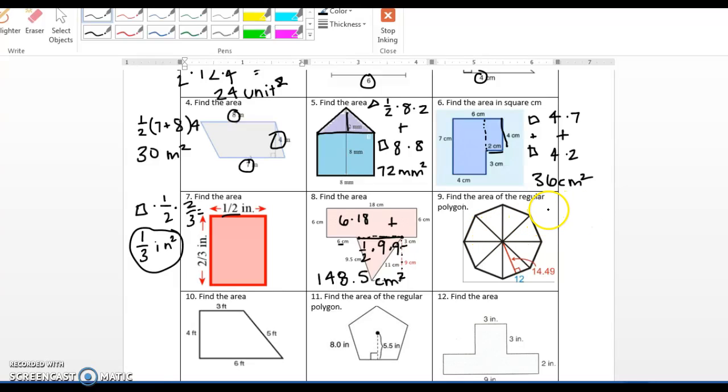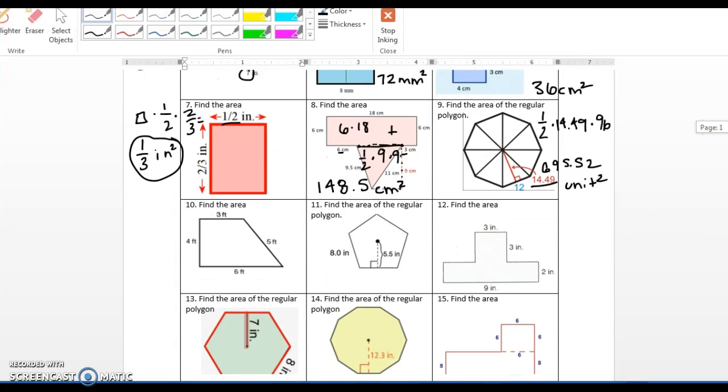Regular polygon is 1/2 apothem times perimeter, so it's 1/2 times the apothem, 14.49, times the perimeter, which is 12 times 8, because it's an octagon, which is 96. So your answer becomes 695.52 units squared.